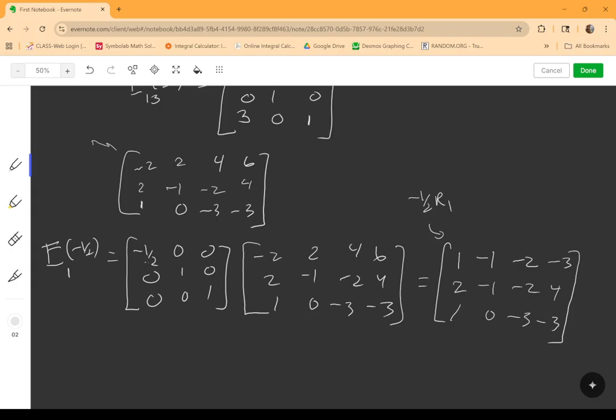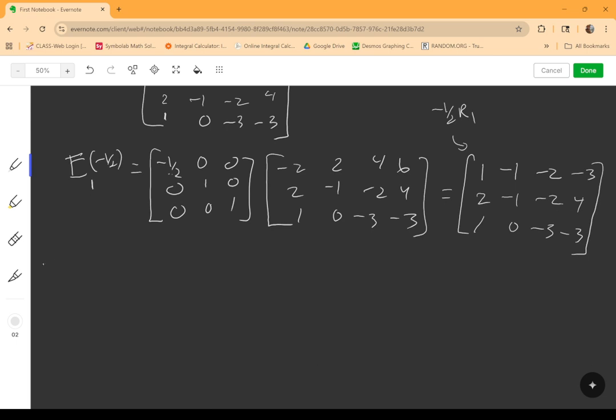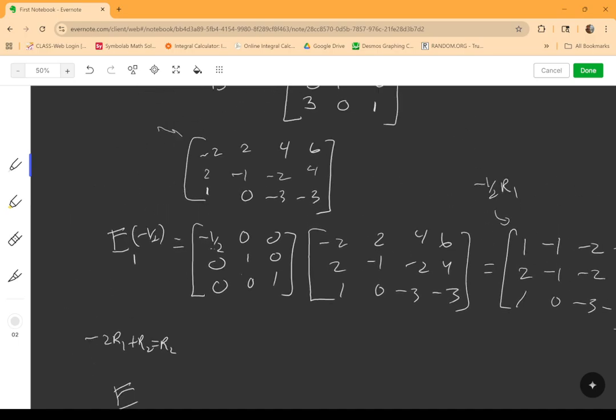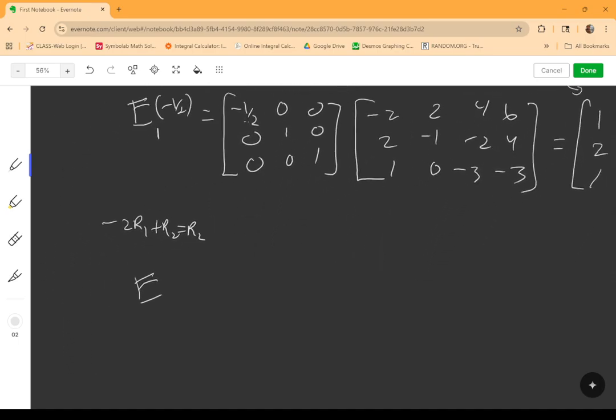Okay. And now let's say you wanted to do the row operation -2 R1 plus R2, and that's going to be my R2. All right, so my elementary matrix, -2.